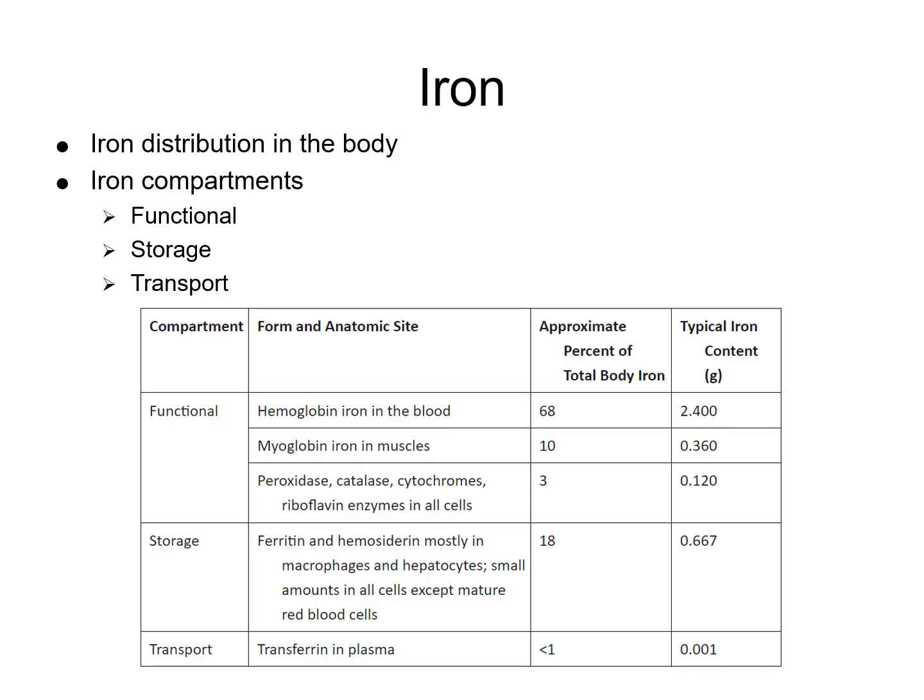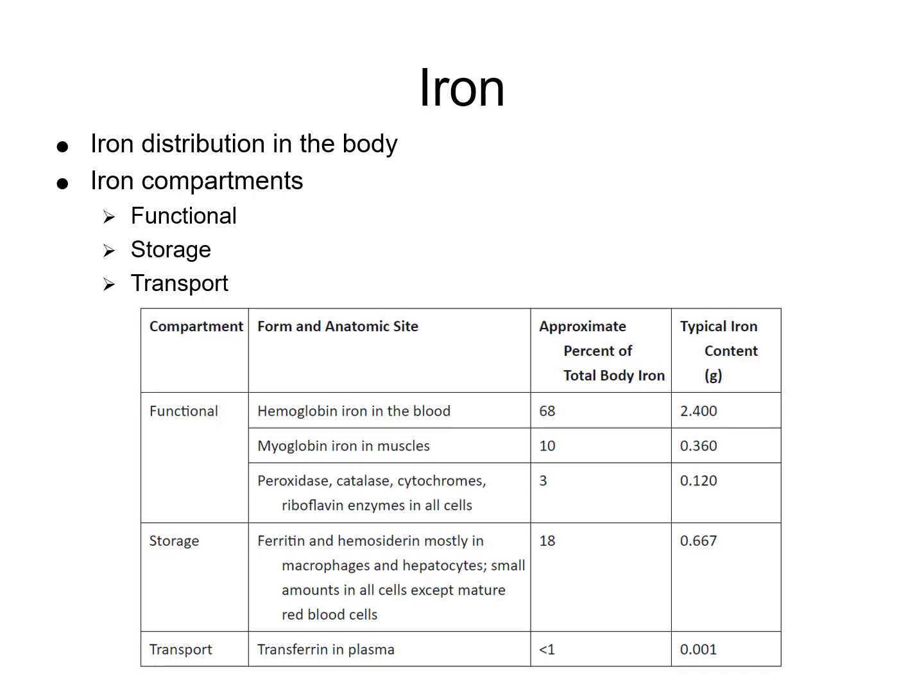The next compartment is your storage. So iron is stored in tissues as a reserve for future use. This is particularly important during periods of increased demand or insufficient dietary intake. The main storage forms of iron are your ferritin. This is the primary intracellular iron storage protein. It is soluble and can release iron when needed.